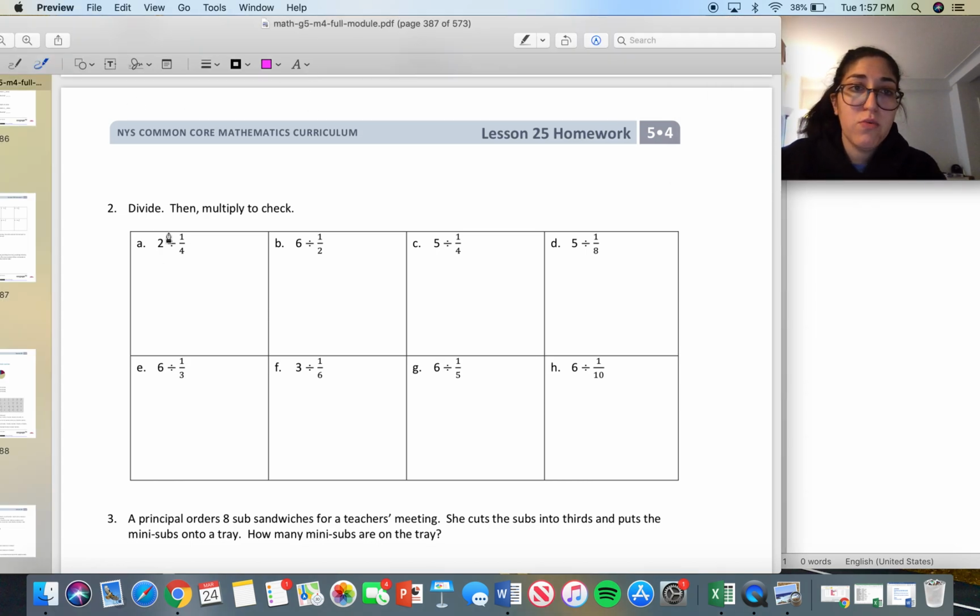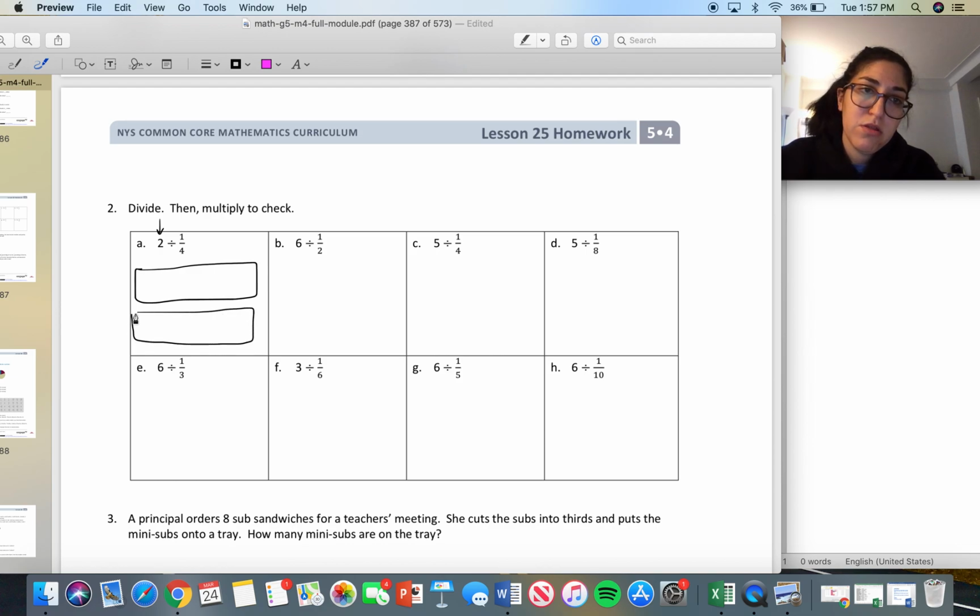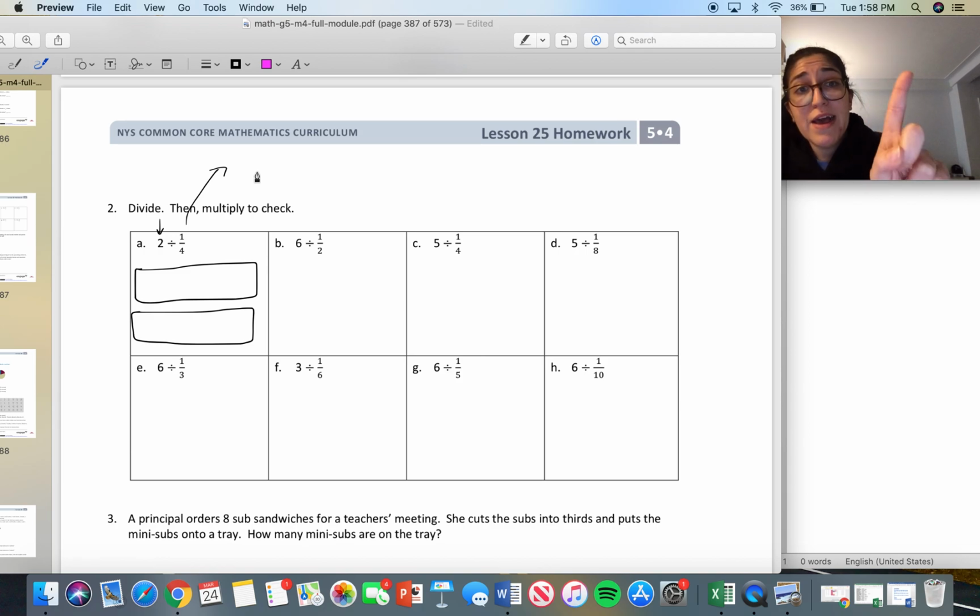So let's start with this. Number 2 says divide, then multiply to check. Let's do a few of these. Remember that this number here, whatever that number is, is our whole. So I have 2 wholes, and I'm going to draw my 2 wholes. There's 1, there's 2. And then this number here is either the amount of groups I have or the amount in each group. So we're going to go with this being the amount in each group.